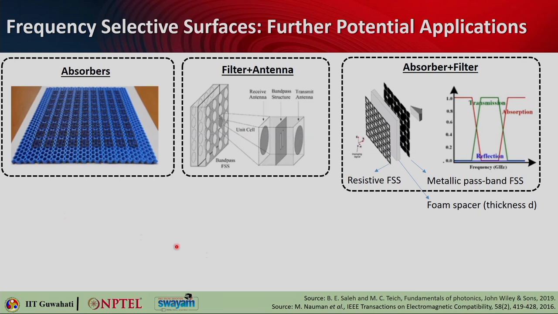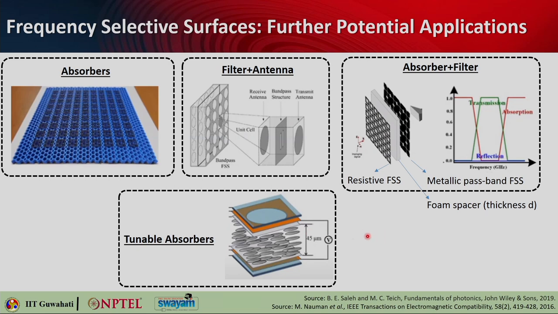Here are the other potential applications. You can think of absorbers, and of filter plus antenna. Here you have a receiver antenna, a bandpass structure made of FSS, and then a transmitter antenna. You can also have absorber plus filter, where you have a resistive FSS that can absorb, a passband metallic FSS, and in between there is a spacer. These two combined can give you something between transmission or absorption. You are switching between transmission and absorption, and keeping the reflection more or less flat. You can also have tunable absorbers based on this FSS, where you can include some liquid crystals. I will not go into details of this, but these are different applications apart from shielding: absorber, filter plus antenna, absorber plus filter, all made out of FSS.